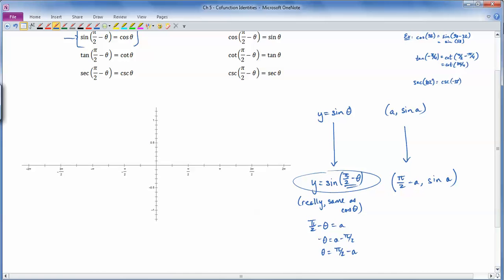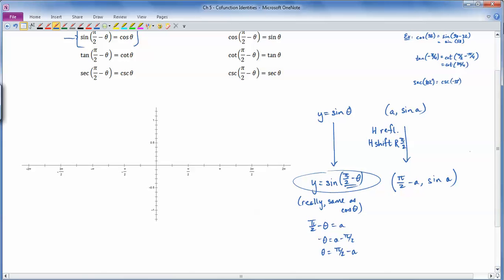So to get from A to pi over 2 minus A, I need to do a horizontal reflection, and then I'm going to shift to the right. So horizontal shift right by pi over 2, and then I don't do anything vertically.